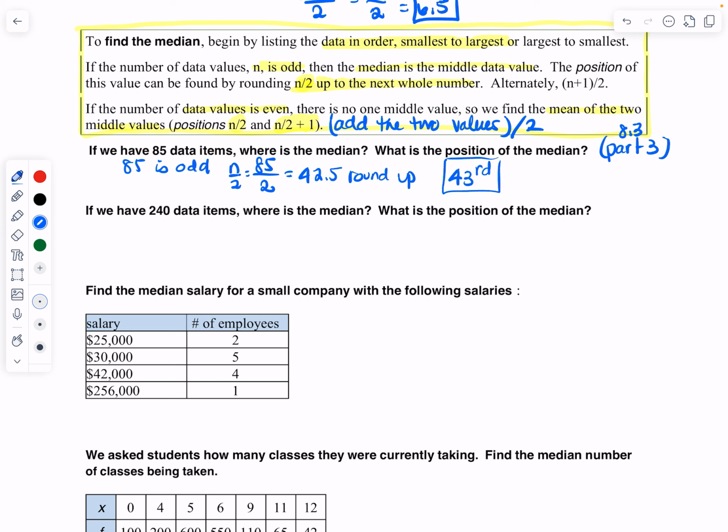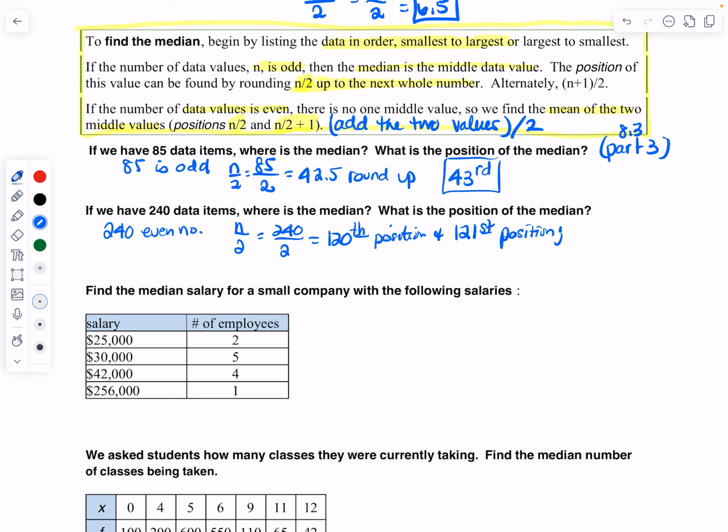If we have 240 data items, where is the median? What is the position of the median? Okay, so 240 is an even number. So I'm going to take n divided by 2, or 240 divided by 2, which is 120. So the 120th position is the first number I need, and the second number is going to be the 121st position.